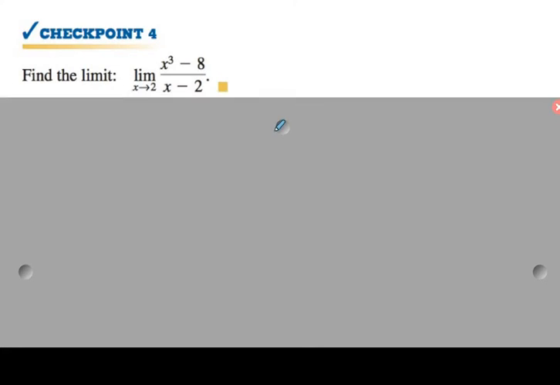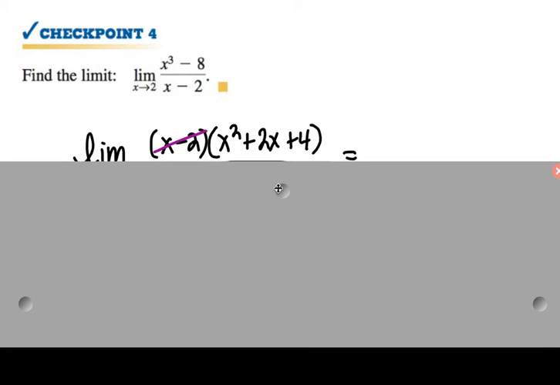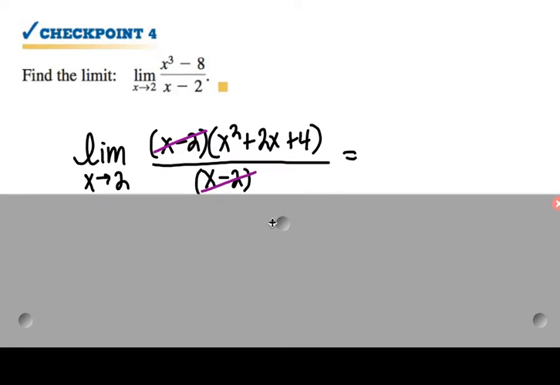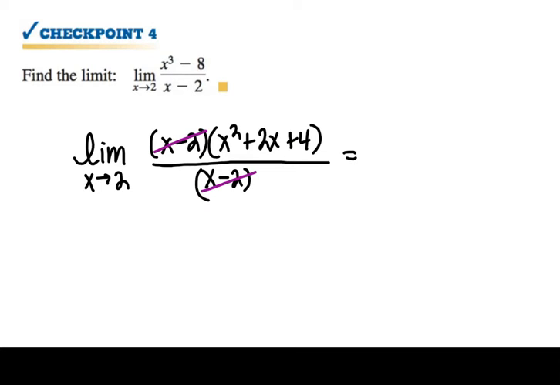Okay, welcome back. So what we have here is I've factored the numerator to be x minus 2 times x squared plus 2x plus 4, and the denominator is still x minus 2. Now we have that denominator canceled out. We can do direct substitution, which is 2 squared plus 2 times 2 plus 4, which is 12. So if you got 12, you got it.